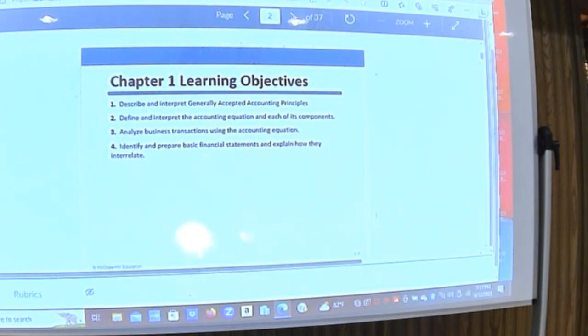Here we have what we're going to be talking about, our learning objectives. We're going to talk about generally accepted accounting principles. These are the rules of accounting, basic rules of accounting. And we're going to, again, talk about and interpret the accounting equation, each of its pieces or components. We're going to look at some business transactions using the accounting equation, and then we're going to talk about those basic financial statements and explain how they fit together.